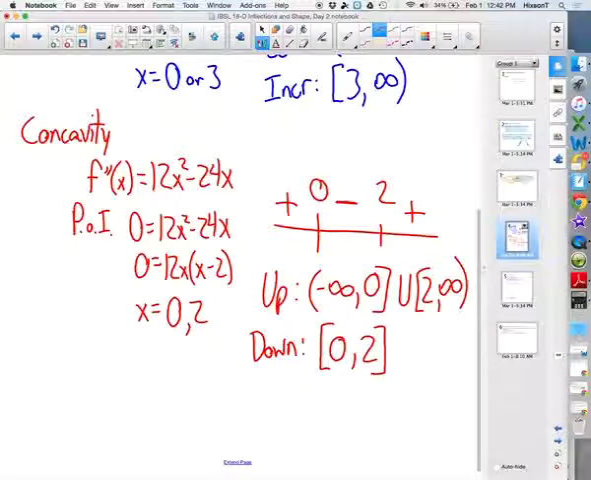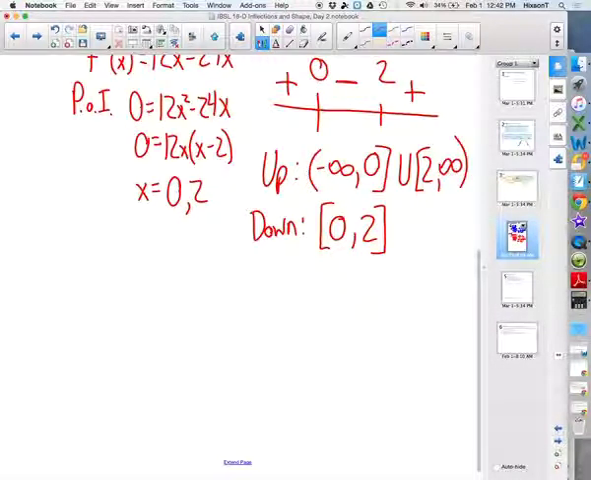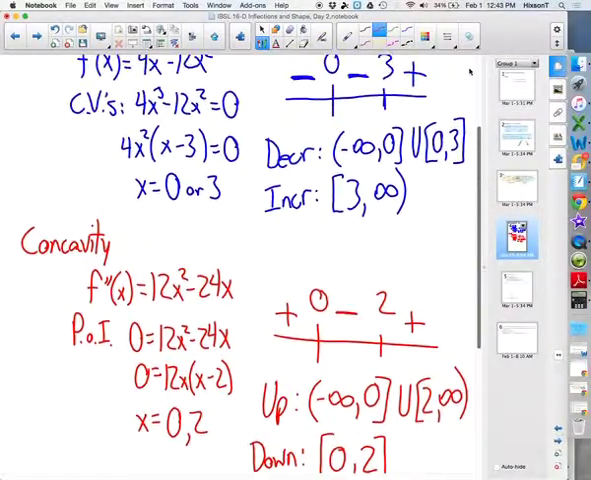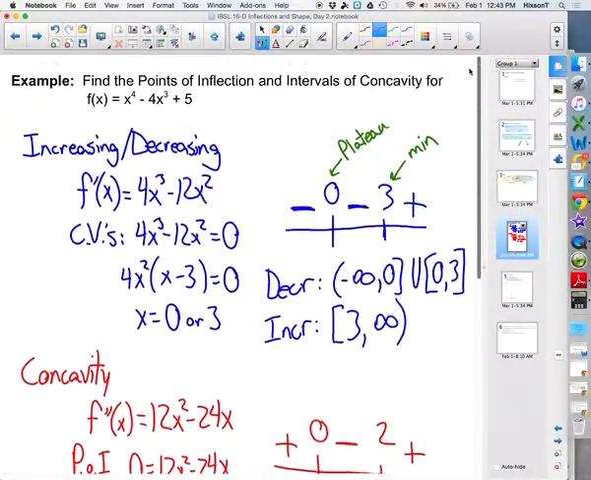So we have here the intervals of concavity, up and down. We have our points of inflection as well, or at least we have the values of x where we would have a point of inflection. We should go back, and the point of inflection would be the actual point on the graph. So (0, 5) is a point of inflection.